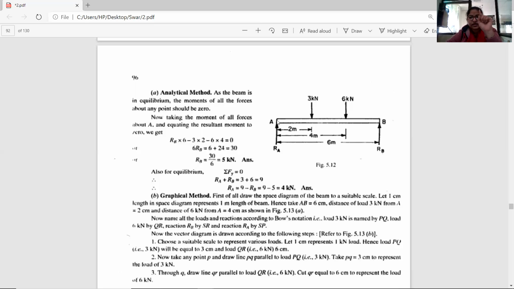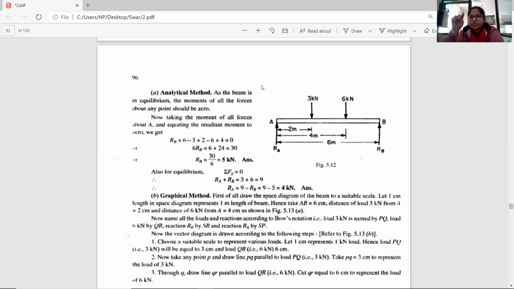First we take sigma h equals to 0. Is there any horizontal reaction? No. Then it will be 0 equals to 0, total. End of the story. There is no horizontal reaction, so there is no need to consider it in this question.